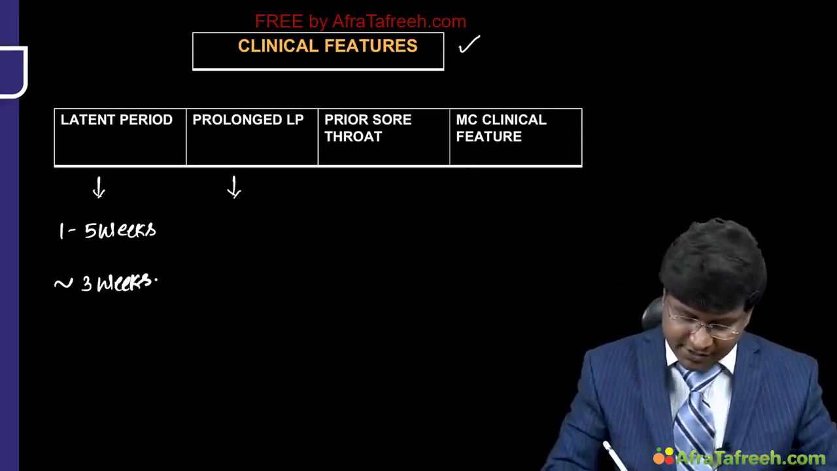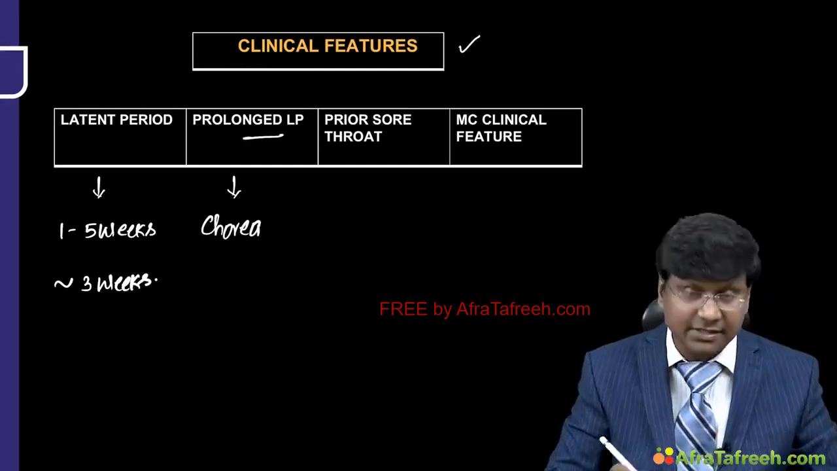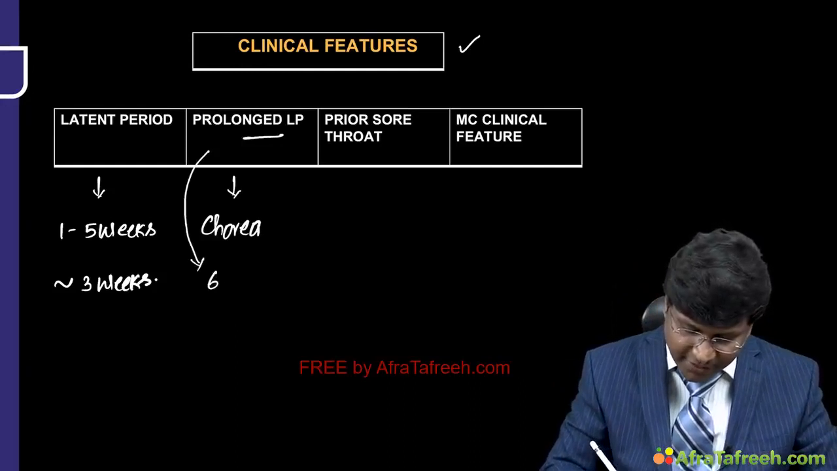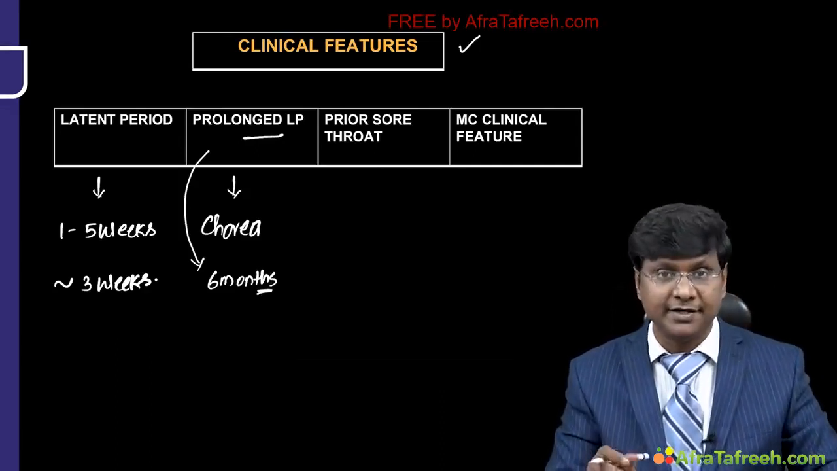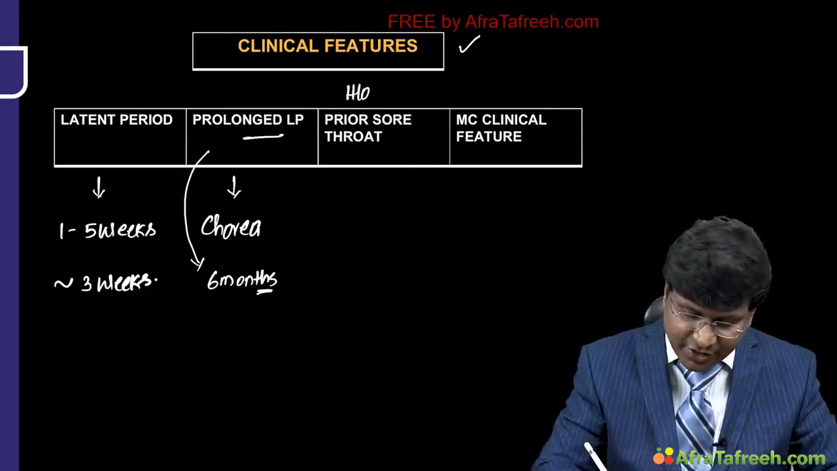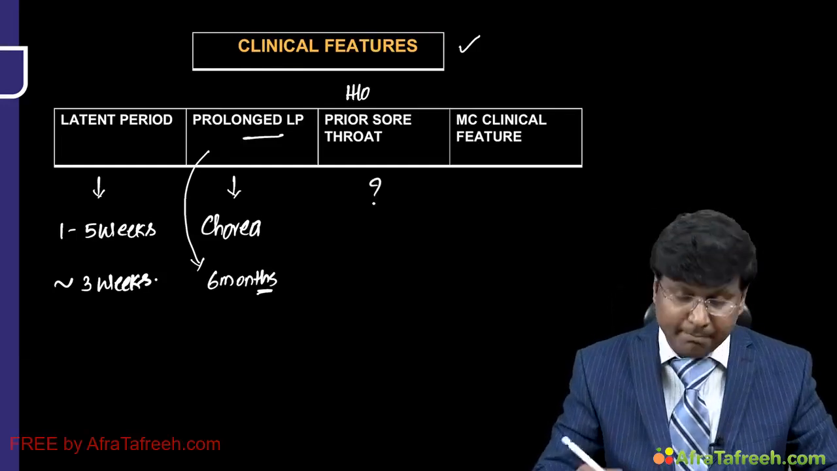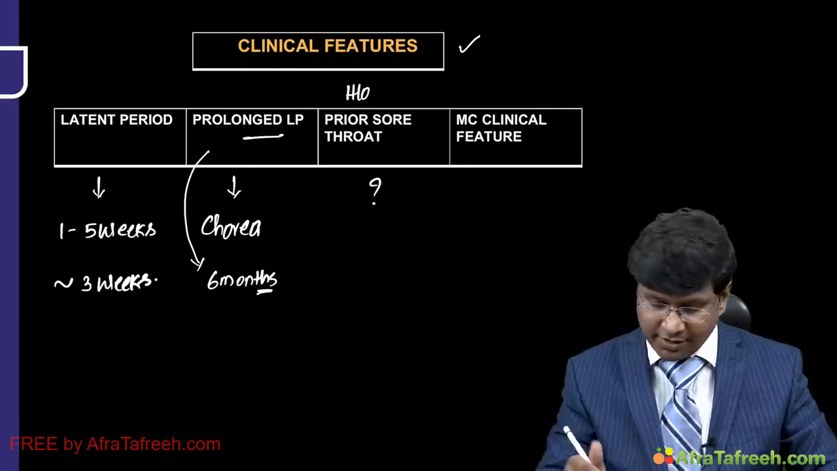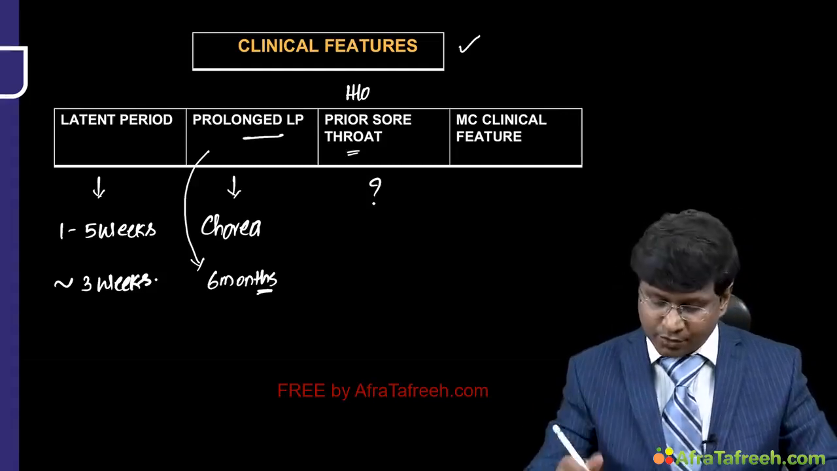But the exception is clinical features like chorea. Chorea has a prolonged latent period. And how long is that prolonged latent period for chorea? It is nearly around 6 months. And the majority of patients with acute rheumatic fever give a past history of sore throat, which might have been caused by group A beta hemolytic streptococcal infection.